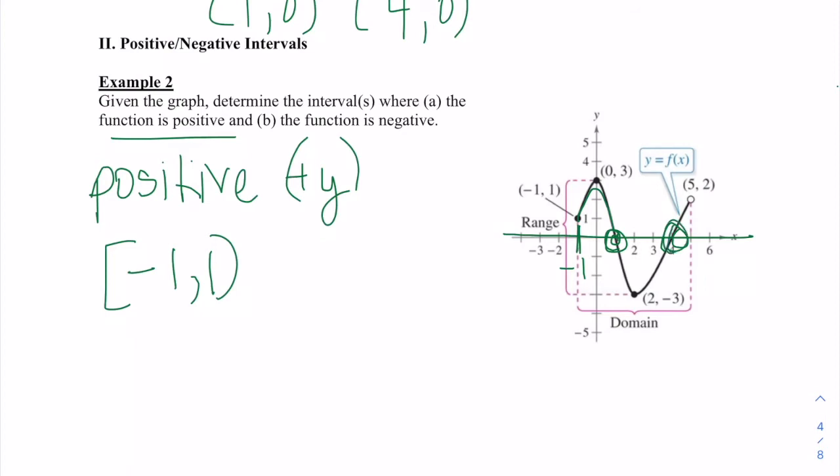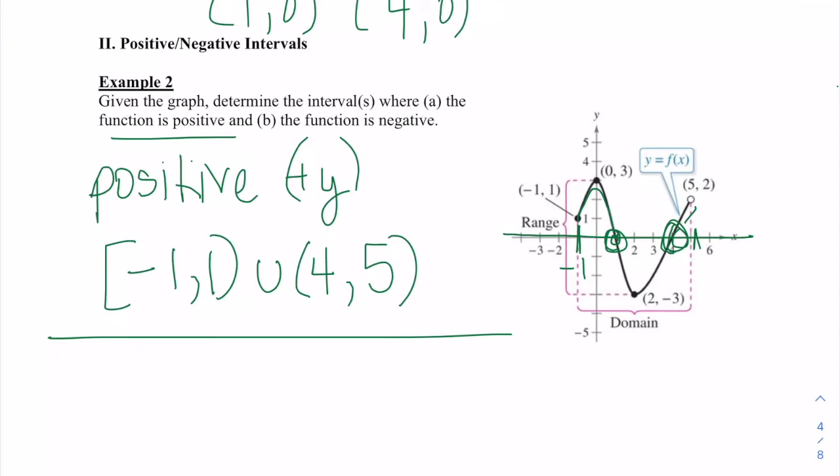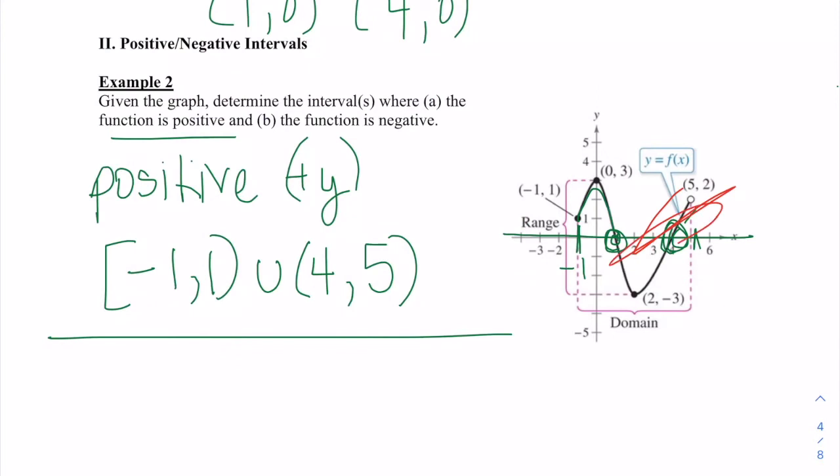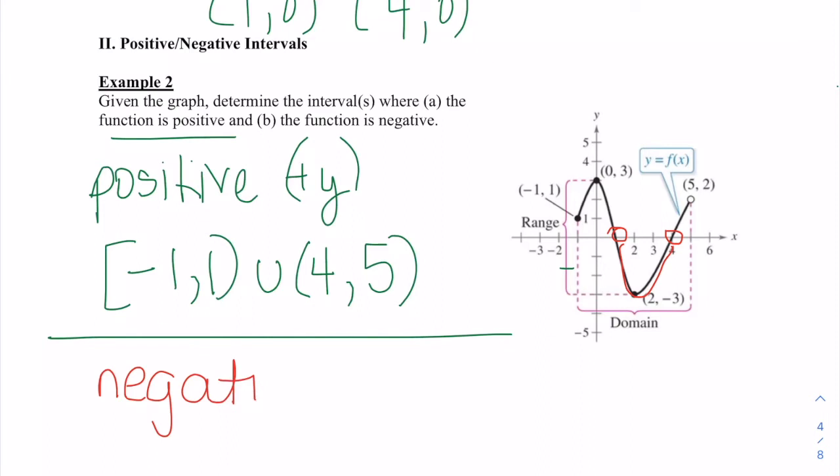And then again over here, after 4 and up to 5. So we're not going to include 4 because that's when it was a 0. And remember, 5 was not included in the domain. So those are the values of x when the y value is positive. Now let's look at when the y value is negative. So it's pretty much in between these two zeros. So it's only going to be negative between the x values 1 and 4.